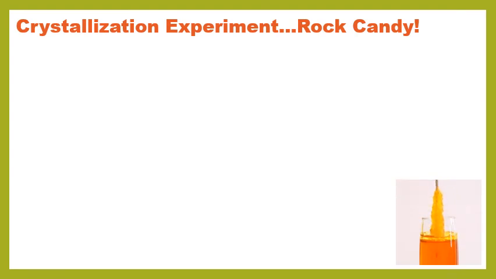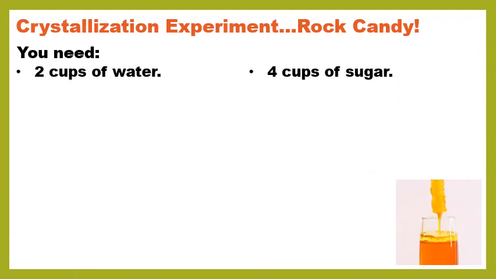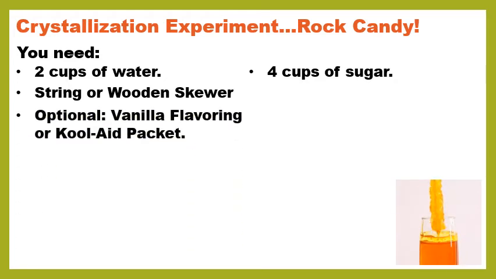Okay, so a cool thing about crystallization is you can actually do it at home. And you can make rock candy by doing this. So I'm going to walk you through how to do this experiment if you'd like to try it. So what you're going to need is 2 cups of water and 4 cups of sugar. It's very important that you have more sugar than water. If not, it's not going to make crystals. You're also going to need a string or a wooden skewer. A wooden skewer is like that long stick that maybe you would use for barbecuing or making kebabs. You can ask your parents. They should know what a wooden skewer is.